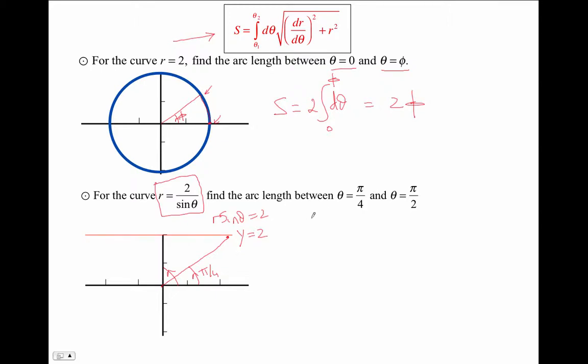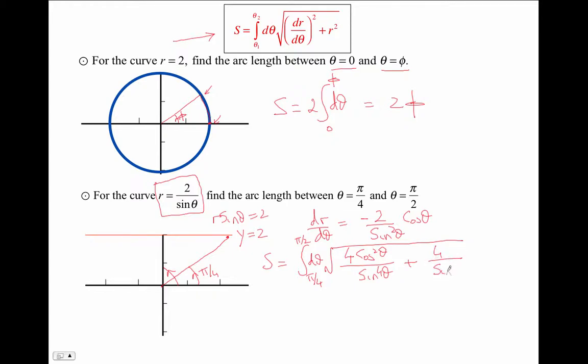So let's first calculate dr by d theta. That is obviously minus 2 cos theta over sine squared theta. So now let's calculate s, which is the integral over theta from pi by 4 up till pi by 2 of the square root of (dr/d theta) squared, which is 4 cos squared theta divided by sine to the power 4 theta, and then r squared is 4 over sine squared theta.